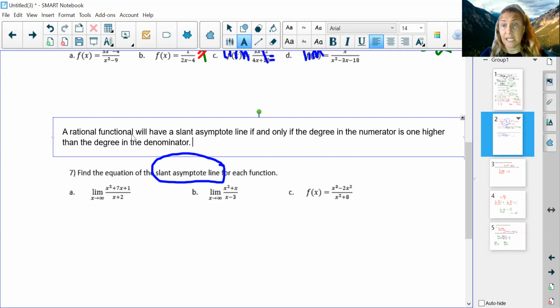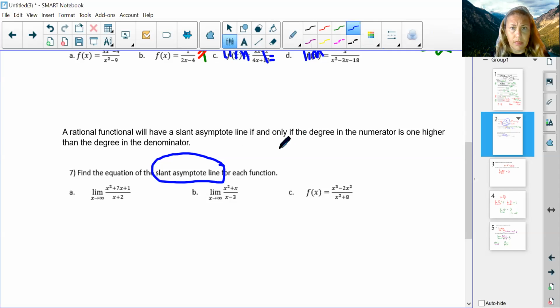So we have seen that our top-heavy rational functions did not have a horizontal asymptote line. You won't have a horizontal and a slant asymptote line. Okay, that'll never happen. So while you're copying down, I'll make a note that this is our top-heavy scenario, although it has to be top-heavy by only 1 degree.